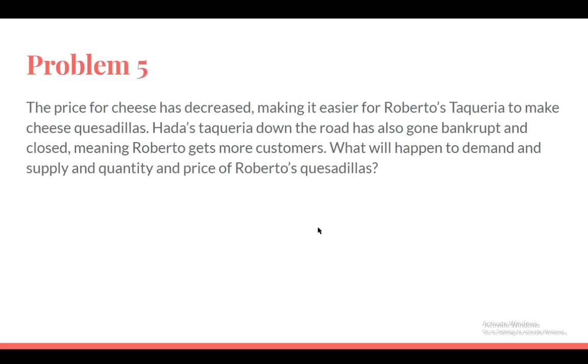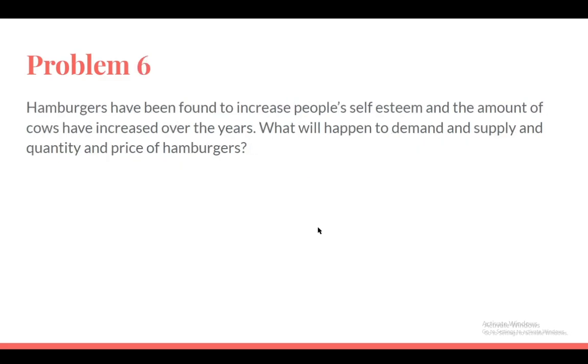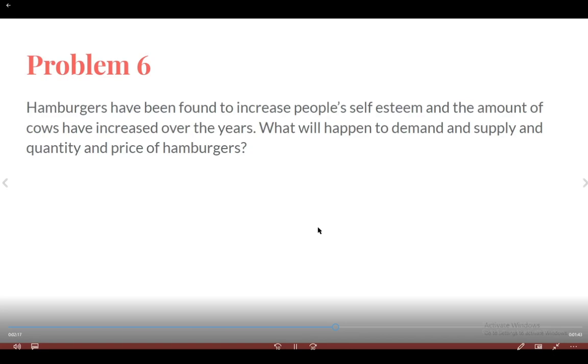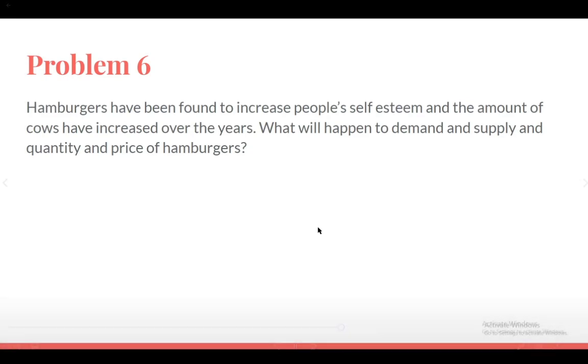Problem 5. The price for cheese has decreased, making it easier for Roberto's Taqueria to make cheese quesadillas. Hada's Taqueria down the road has also gone bankrupt and closed, meaning Roberto gets more customers. What will happen to demand, supply, quantity, and price of Roberto's quesadillas? Pause. Question 6. Hamburgers have been found to increase people's self-esteem, and the amount of cows have increased over the years. What will happen to demand, supply, quantity, and price of hamburgers? Pause.